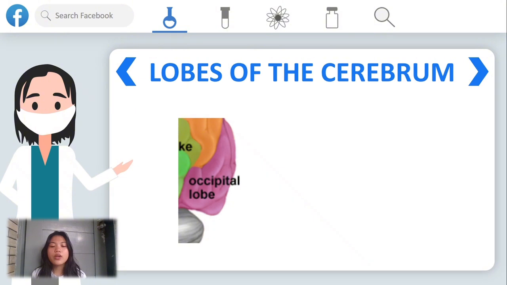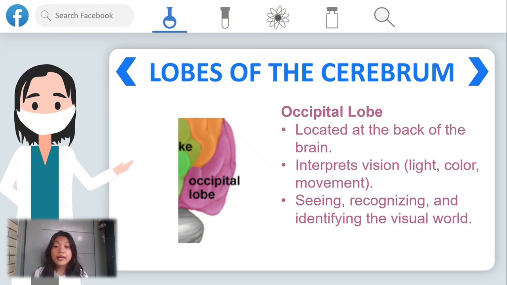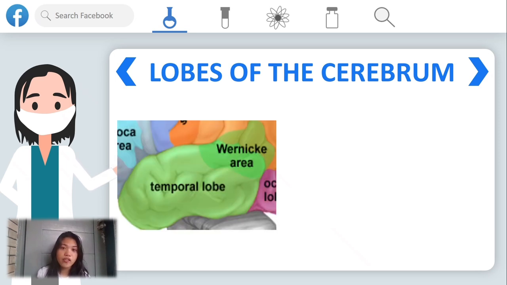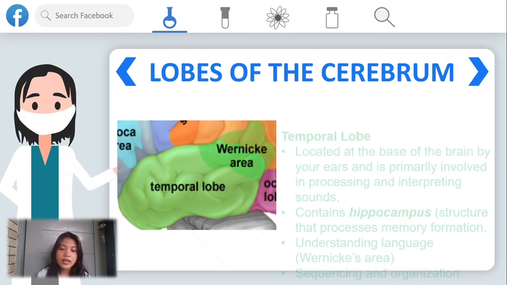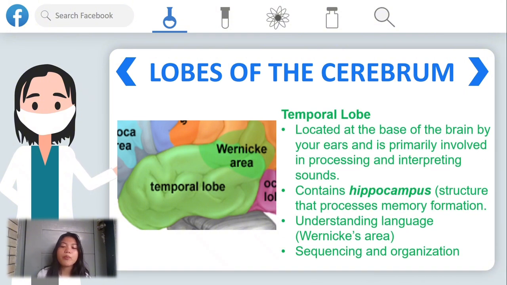Then we have the occipital lobe. It is located at the back of the brain. It interprets vision, seeing or recognizing and identifying the visual world. Then the temporal lobe, located at the base of the brain by your ears and is primarily involved in processing and interpreting sounds. It contains the hippocampus or the structure that processes memory formation. This is also the Wernicke's area for understanding language sequence.